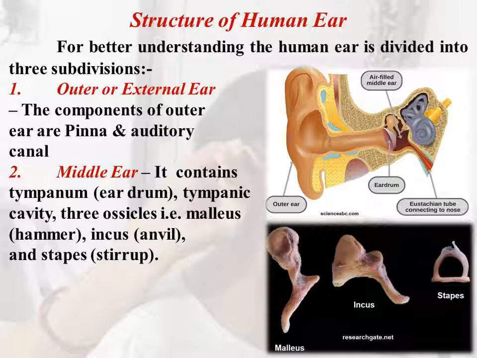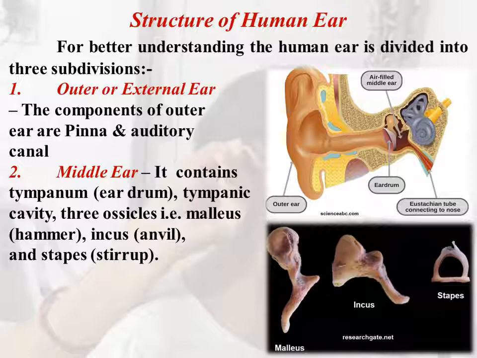Sometimes an objective question is asked in examinations: the ossicles are three bones, the smallest bone is found in the outer ear, inner ear, innermost ear or middle ear. There is no such thing as an innermost ear. That is a distractor the examiner uses. So your answer should be the middle ear. These three ossicles, three small bones, are found in the middle ear.